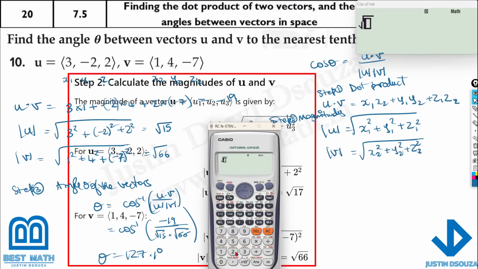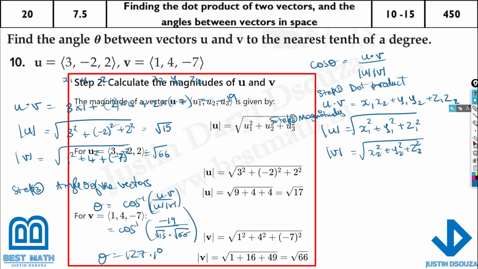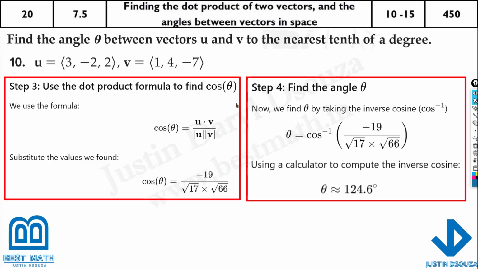Let me solve. Square root 3 squared plus 2 squared plus 2 squared. It's square root 17. My bad. I missed out a number, I believe. I don't know what I did wrong. But anyways, so the answer is not square root 15. It's 17. See, this is the correct answer. And then you put it in the calculator with all these values. And over here we get the answer. Now nearest tenth, it was 124.55, which corresponds to 124.6.